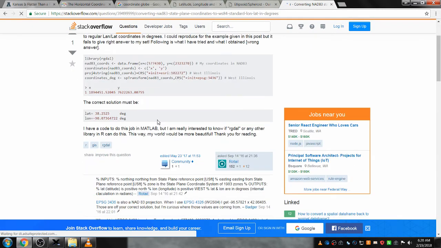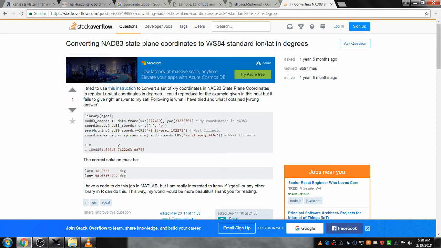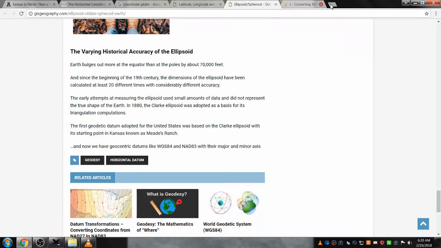Now, I don't know what's really going on, and I don't claim to, and that's why I do this research, folks, and hopefully one of you guys chime in and help me out on this, because check this out. The first geodetic datum adopted for the United States was based on the Clark ellipsoid, with its starting point in Kansas, known as Meade's Ranch.